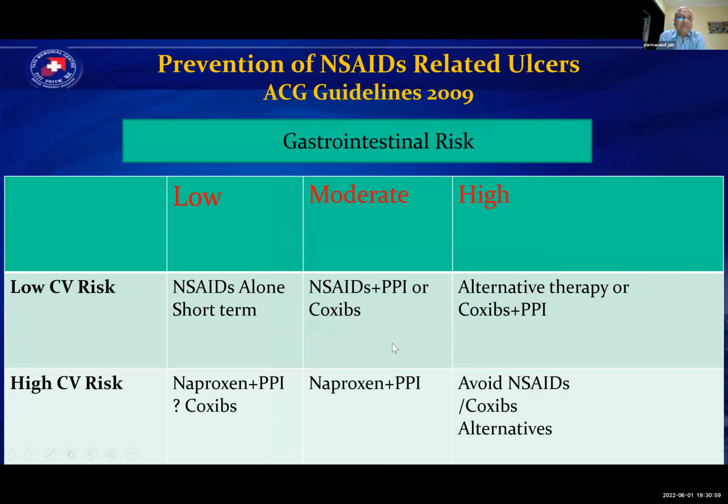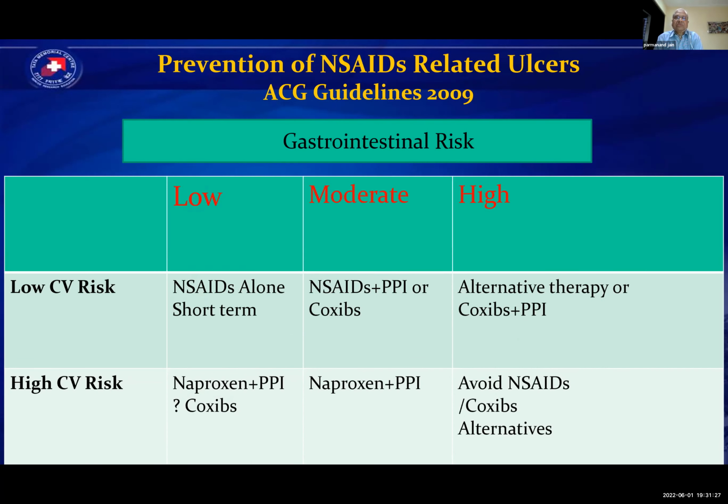If the CV risk is low, NSAIDs alone can be given. If it is a moderate GI risk, NSAID should always be given with the PPI, or Coxib should be used, or alternative therapies if the risk is high. If high CV risk but low GI risk, then naproxen with PPI, moderate risk, naproxen with PPI, and high risk GI and high risk CV, avoid NSAID at all, and Coxib also.